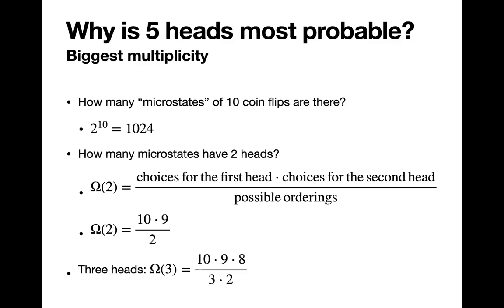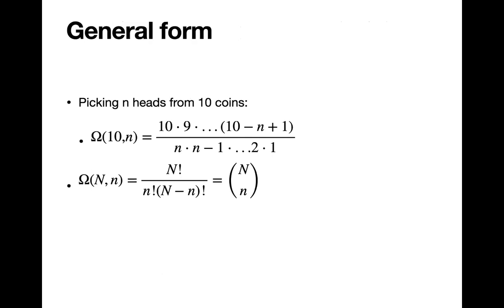Right, so, okay, how do I make a general formula for that? Well, I can see that on the top, I'm going to start with 10 times 9 times 8, and then I stop after I've done 3 of those, however many I'm picking. And then on the bottom, I start from 3 and multiply down 3, 2, 1. Right? So this is where remembering things about factorials comes in handy.